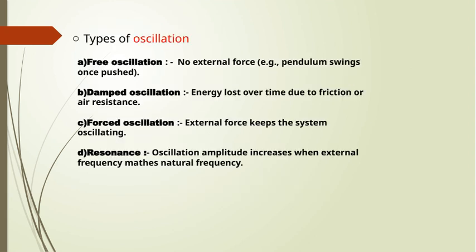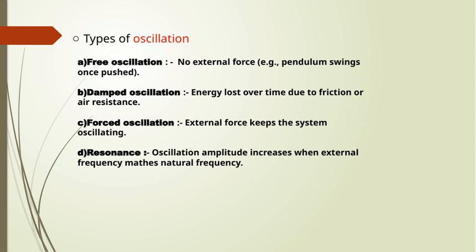Now, let's explore the different types of oscillation. First up is free oscillation. This occurs when there's no external force acting on the system, like a pendulum swinging once you've given it a push. It continues to swing back and forth on its own, gradually losing energy over time due to air resistance and friction. Next, we have damped oscillation.